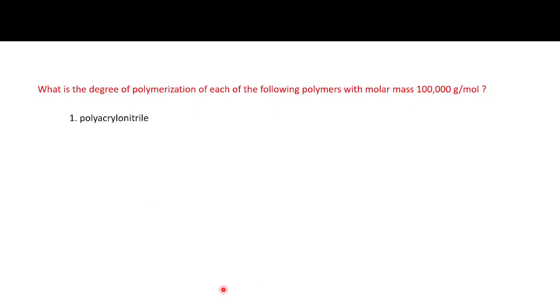So now I will solve some problems. Earlier also we covered some related problems. So if someone wants to find the degree of polymerization of a polymer which has a molecular mass of 1 lakh gram per mole, and the polymer is polyacrylonitrile, how can we calculate the degree of polymerization?